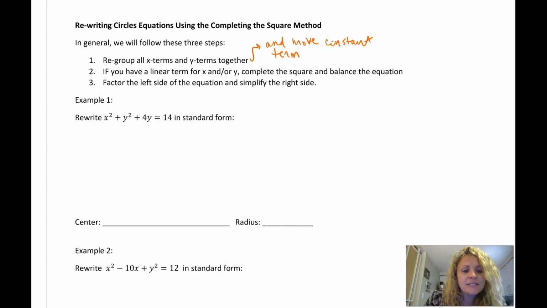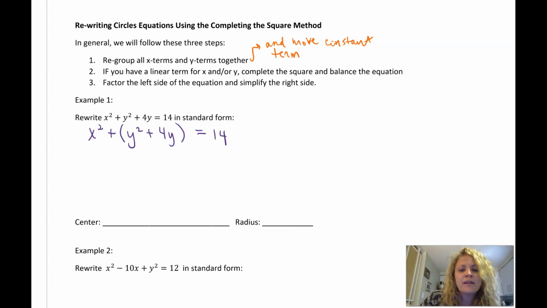So let's look at this first example. In step one, when it says regroup x and y terms together, here's what I mean. We have a quadratic x squared term, so I'm just going to leave it by itself. There's no linear term for x, so there's no 6x, for example. However, we do have both a quadratic y term, y squared, and a linear y term, 4y. So we're going to put those two in parentheses together. And then the 14, the constant, is already on the side that we want it to be.